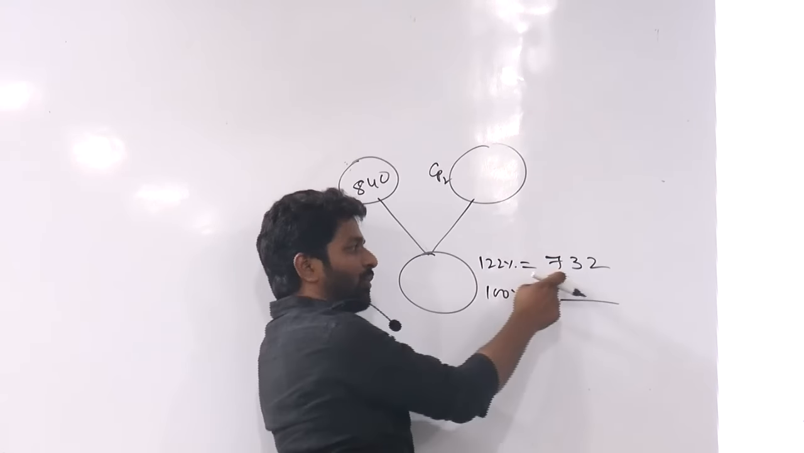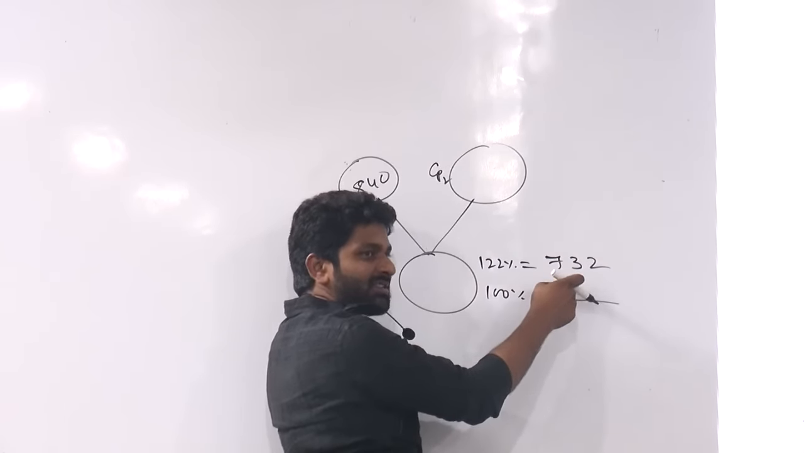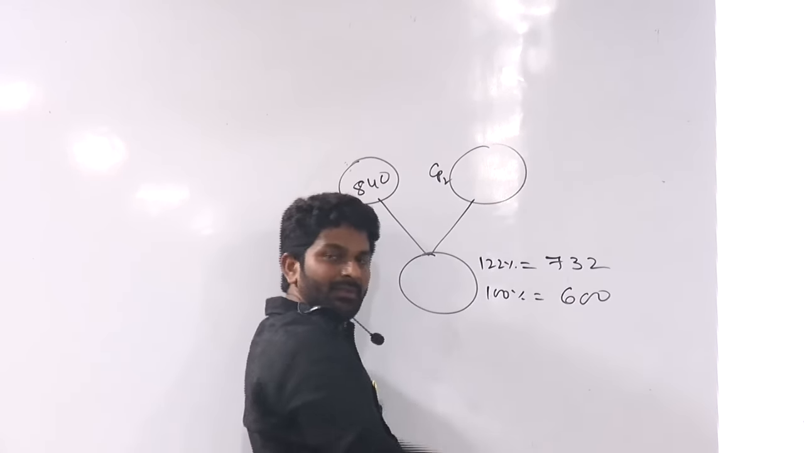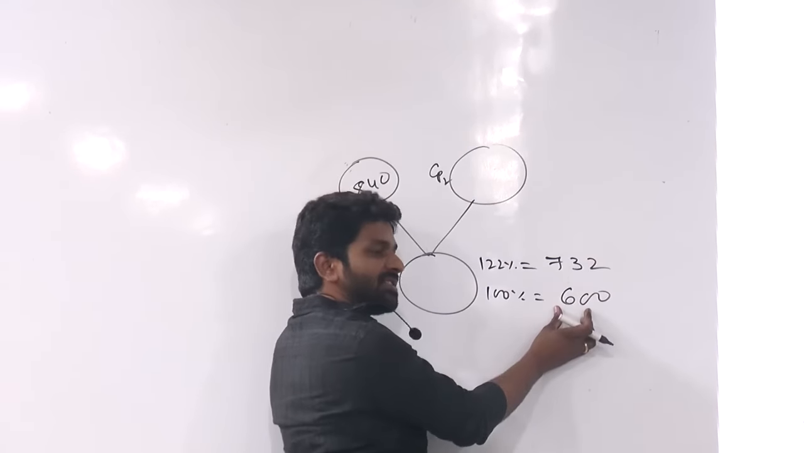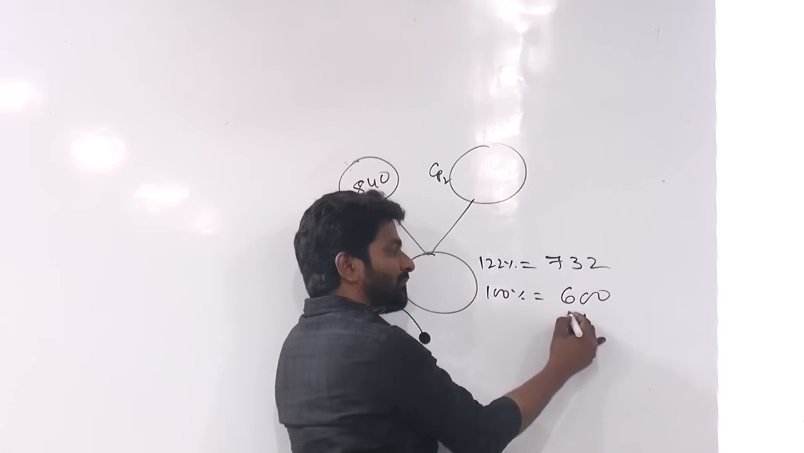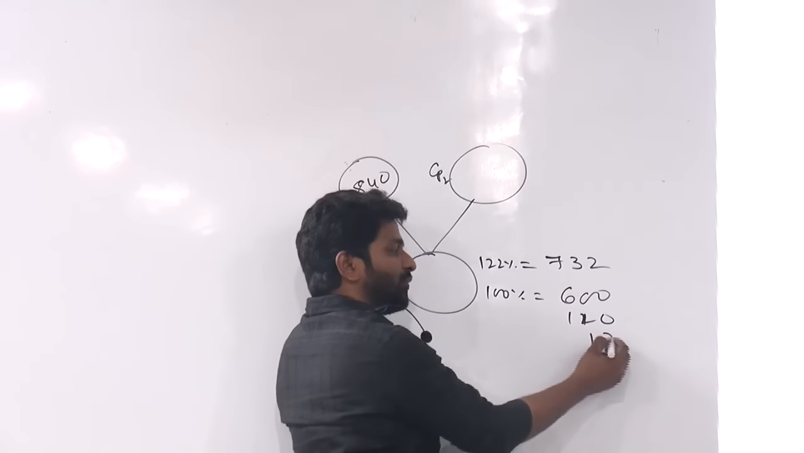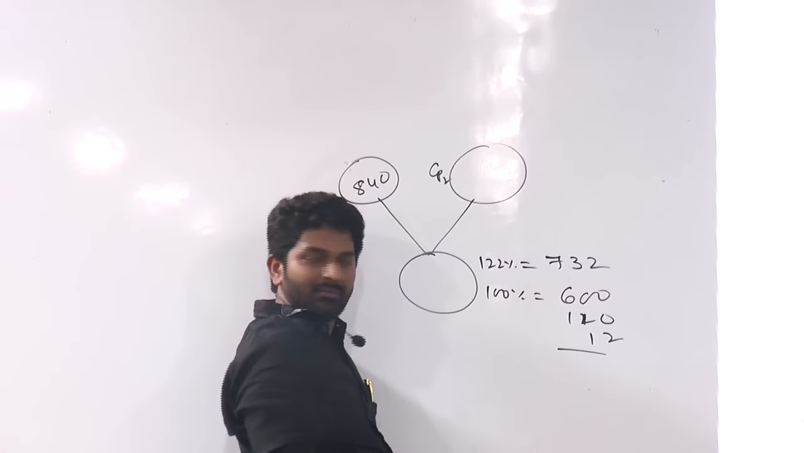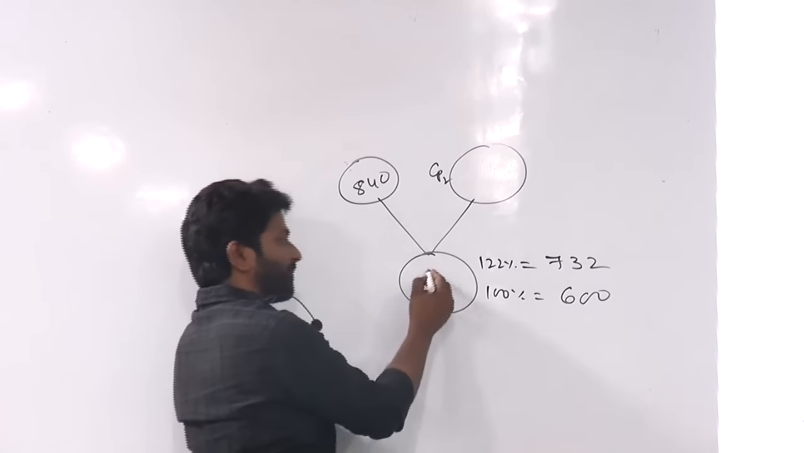1/6 less. 1/6 in the sense near about 120 less. 120 less in the sense answer would be definitely 600. Let me verify it. 10% is 60, 20% is 120, 2% is 12. Add everything, you will get 732. That's it. So cost price is 600.